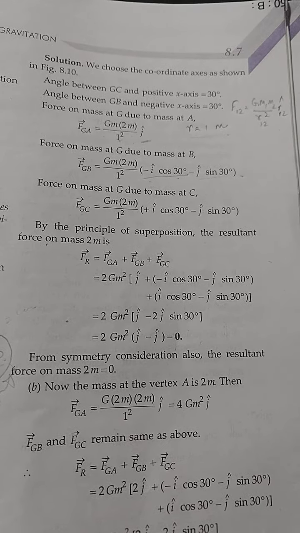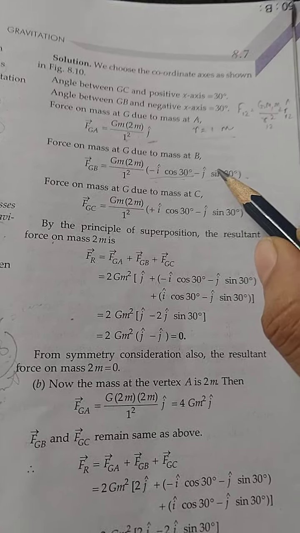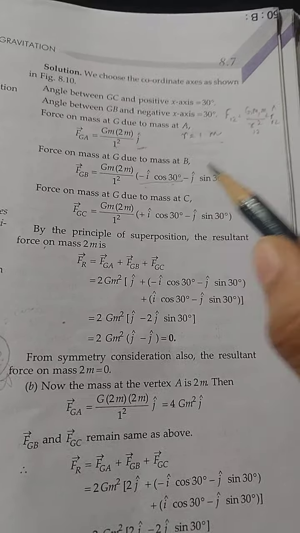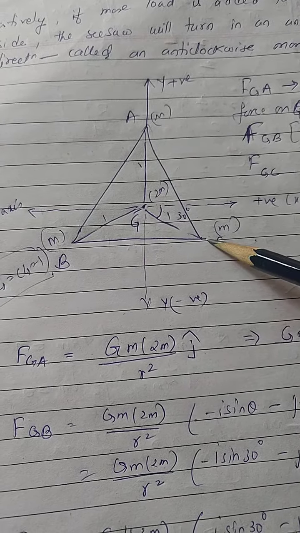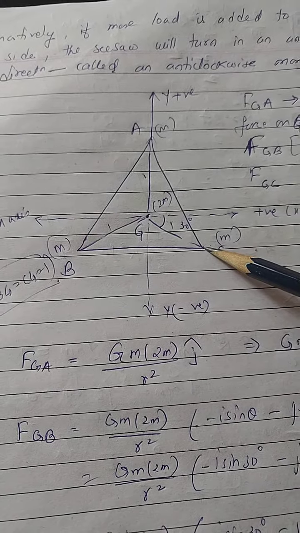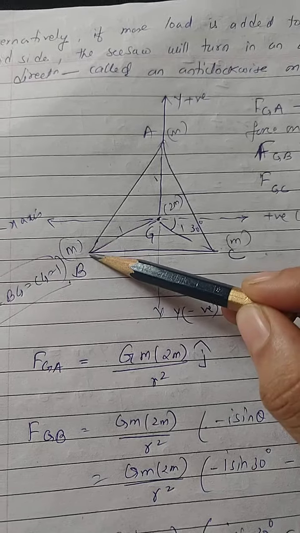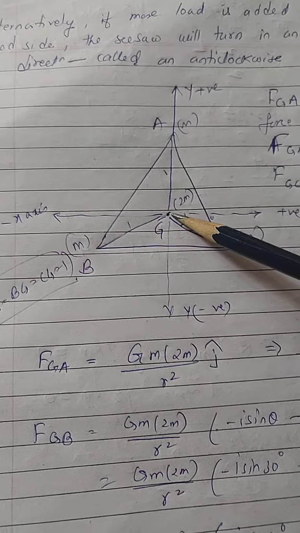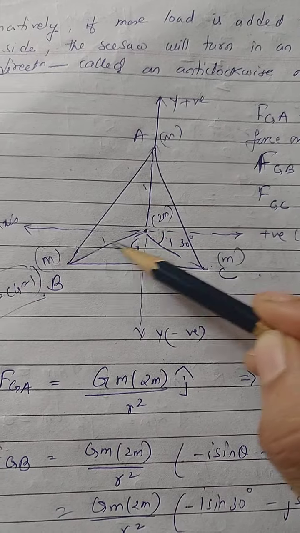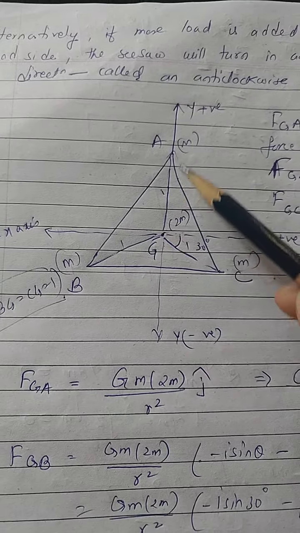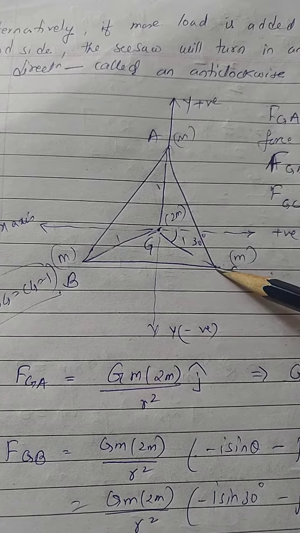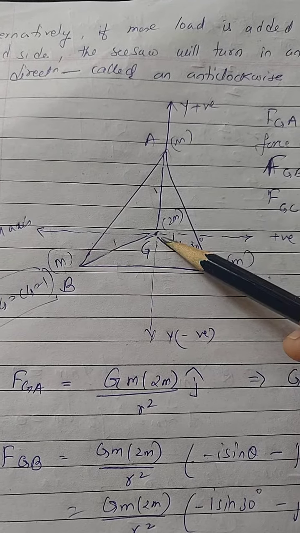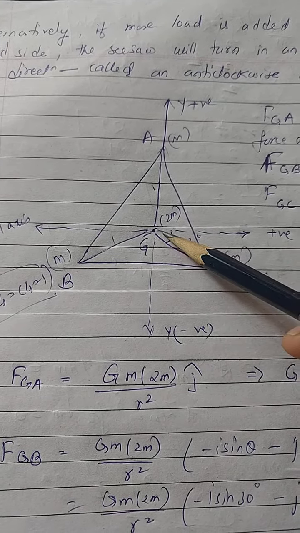In the last video we worked on this question, so I have recreated it. You can see the diagram I have drawn here. We have an equilateral triangle ABC. Equal masses m are placed on the three vertices. Point G is the center of gravity, which is 1 meter away from each vertex of this equilateral triangle, and the mass at this point is 2m.